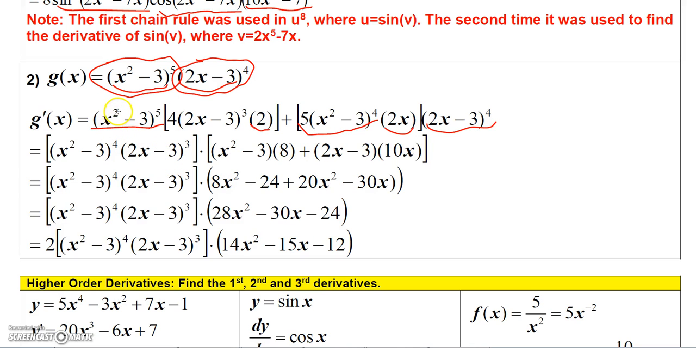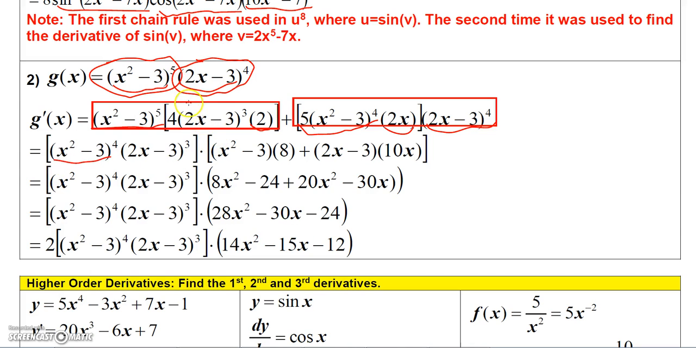What I did here is I noticed that there are two terms. The first term has a factor of x squared minus 3 to the fifth, and the second has a factor of x squared minus 3 to the fourth. So I can factor x squared minus 3 to the fourth out of those two terms. And then this has a factor of 2x minus 3 cubed, and this has a factor of 2x minus 3 to the fourth. So I can factor a 2x minus 3 cubed out of both terms.